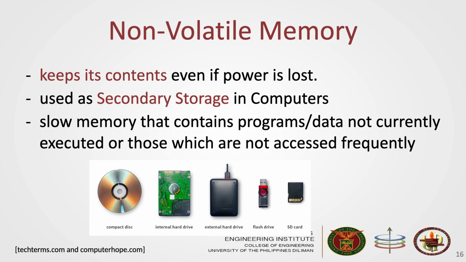On the other hand, non-volatile memory are those that keep their content even if power is lost. These are your hard drives, flash drives, SD cards, and many more. In computers, they are used as the secondary storage. Accessing the secondary storage is much slower than the main memory. So this contains the program or data that are not currently being used or those which are not accessed frequently.